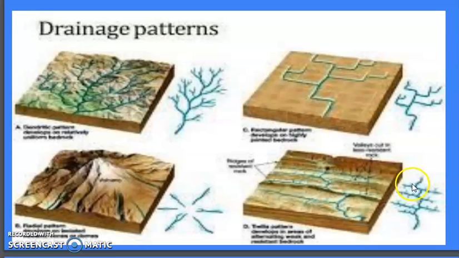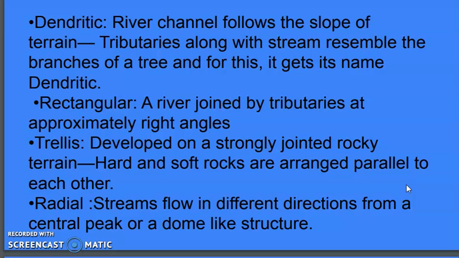and secondary tributaries join them at a right angle. If small tributaries come, they will join the tributary at a right angle. In this condition, what kind of feature forms? That is called the trellis drainage pattern. And this kind of drainage pattern develops on strongly jointed rocky terrain, that means where the hard rock and the soft rocks are arranged one after another.